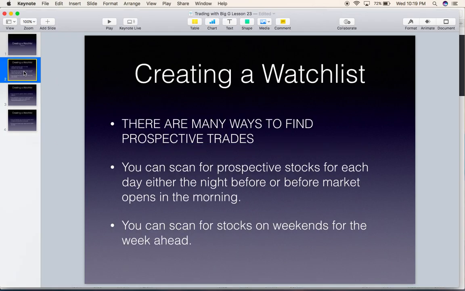The first thing you need to know is there are lots of different ways to do it, and there are many, many ways to find prospective trades. We'll look at that briefly in this lesson. One way, and you've already been introduced to some of this, is you can scan for prospective stocks for each day, either the night before or before the market opens in the morning.